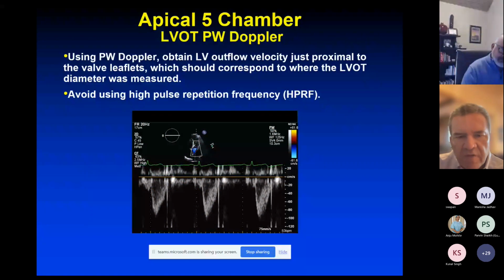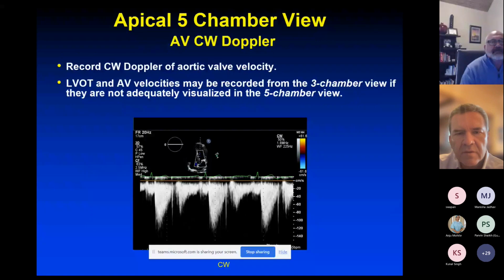And while in the apical 5-chamber view, please obtain a pulse wave assessment of the left ventricular outflow tract velocity, and that's obtained by placing the interrogation sector just proximal to the aortic valve in the location where the LVOT diameter is going to be measured, and that will help us again obtain a good LVOT pulse wave Doppler tracing to use in calculating your aortic valve area as well as left ventricular cardiac output.